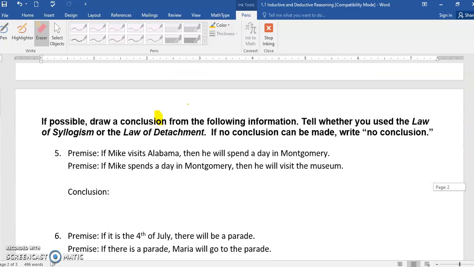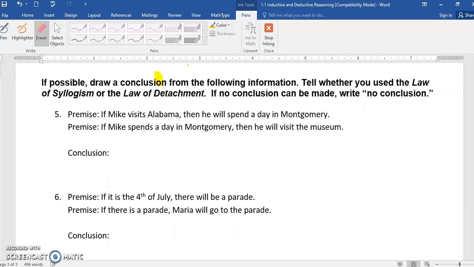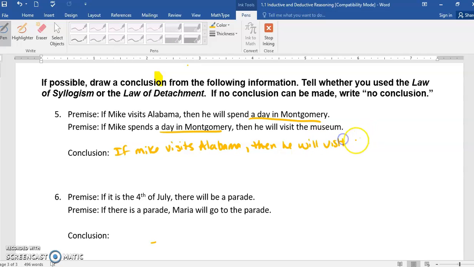So just making a couple of conclusions here. If Mike visits Alabama, he will spend a day in Montgomery. If he spends a day in Montgomery, he will visit the museum. Again, the end of this one matches the beginning of that one. If Mike visits Alabama, then he will visit the museum. And that would be syllogism.